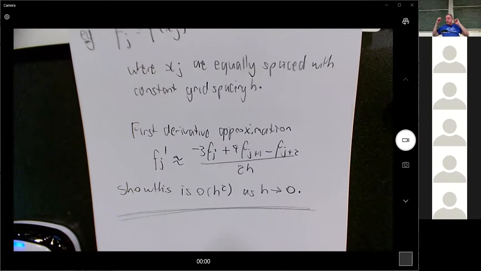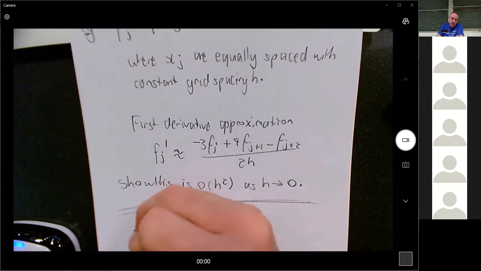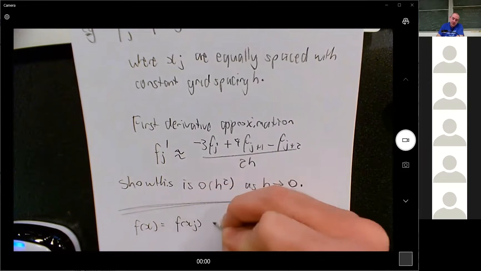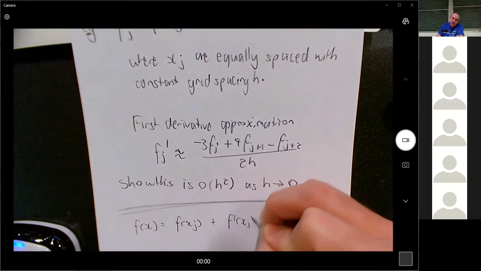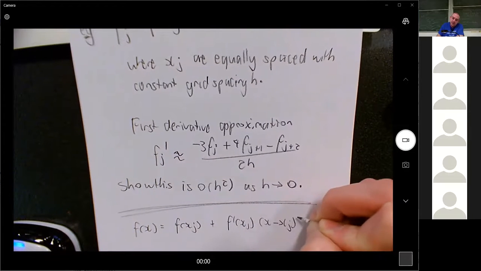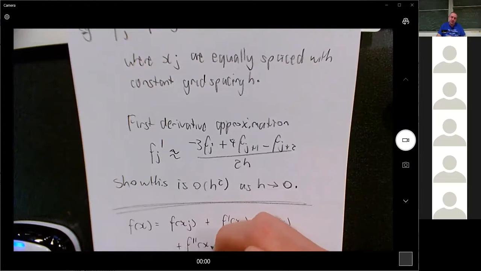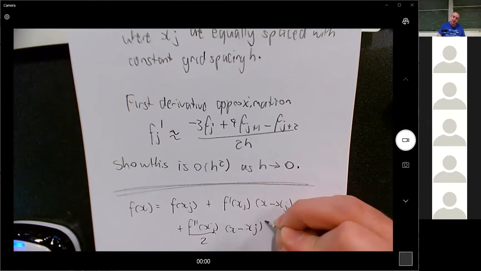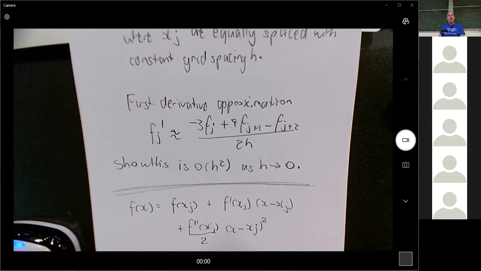So what you do is you can do what I did before if you want. So you can say, well, I can do Taylor approximations around xj. So I could say f of x is f of xj plus f dashed of xj times x minus xj plus f double dashed of xj on 2 times x minus xj squared, and so on forever, up until the point where I put the t in.